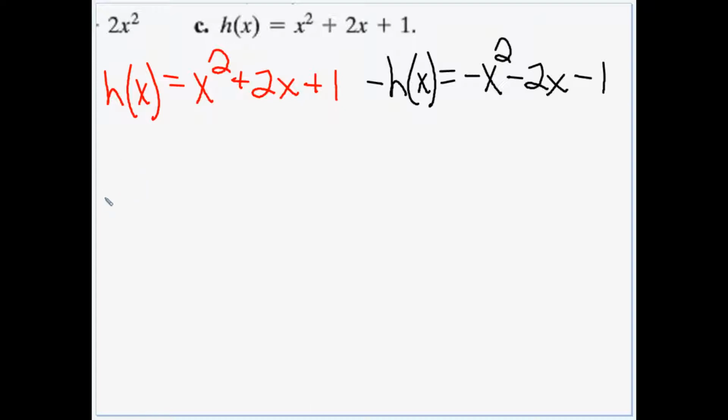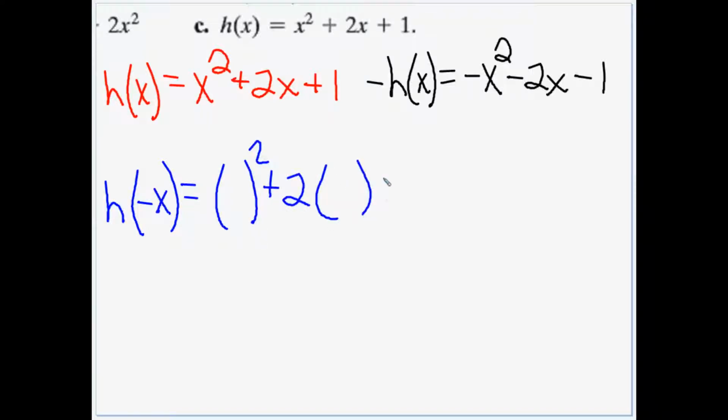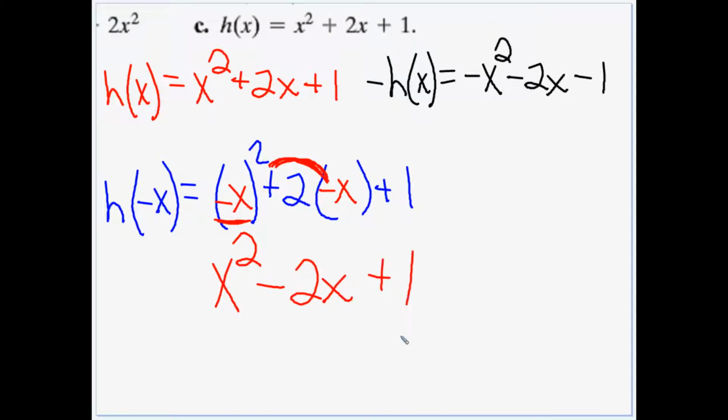And now we'll come down and find the h of negative x. So our first parenthesis was something squared, and then 2 times something and plus 1. In those parentheses is now a negative x. So here, the negative will square away. Negative and negative is positive, so that becomes a plus x squared. Here, the positive 2 and the times negative x will turn that into a minus 2x. And then we got a plus 1.